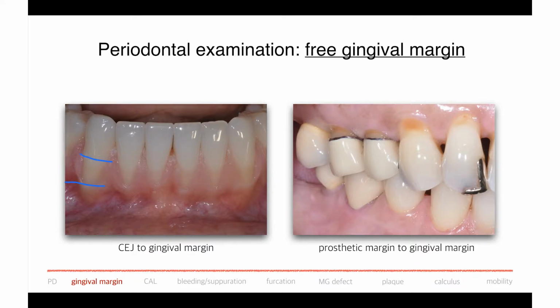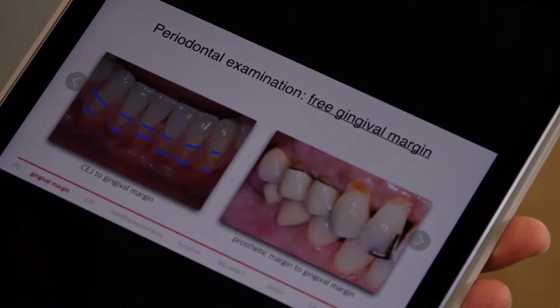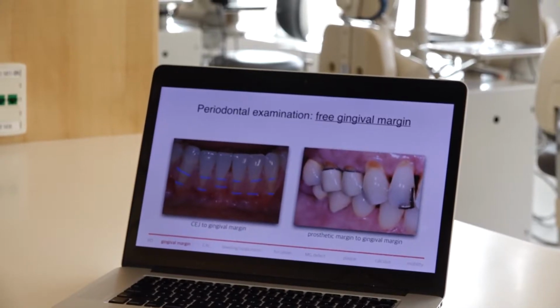So by having this iPad platform to project and to locate the imaging, the points of the area of interest, the students can actually see and understand better what the instructors are trying to show to them.